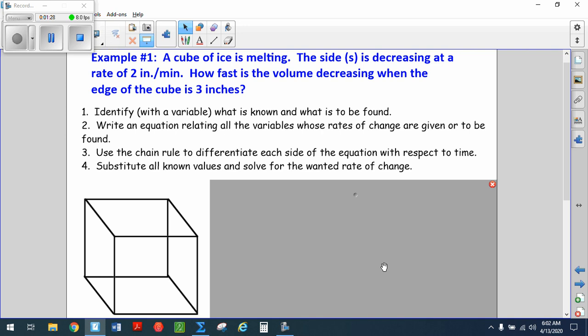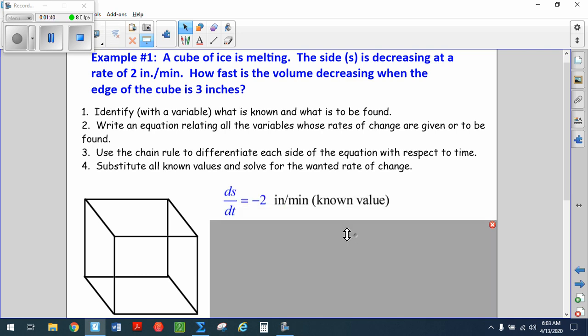So here's some steps you could use for each problem. Number 1, identify with a variable what is known and what is to be found. So for example, on this one, I'm going to write it as a rate, ds/dt. The side is decreasing at a rate of negative 2 inches per minute. So that's a known value. The rate at which the side is changing with respect to time, we represent as ds/dt.